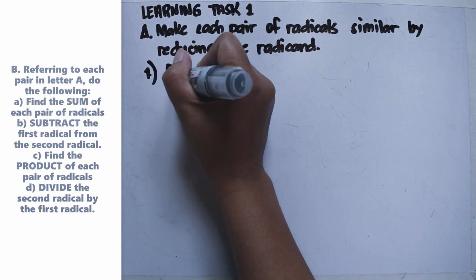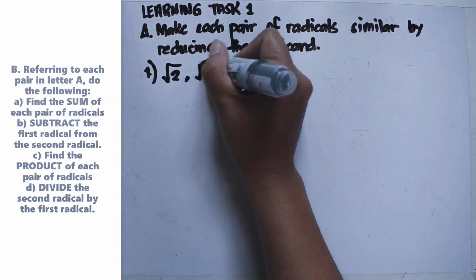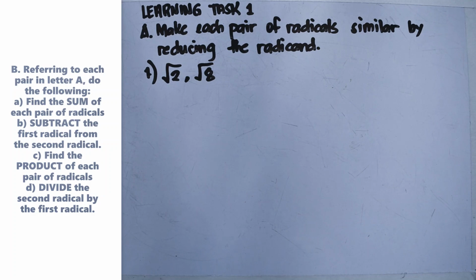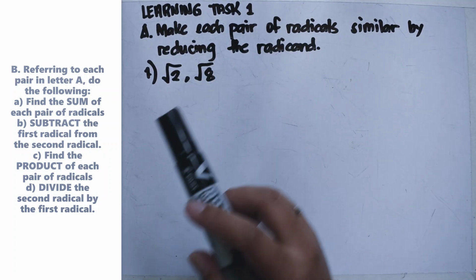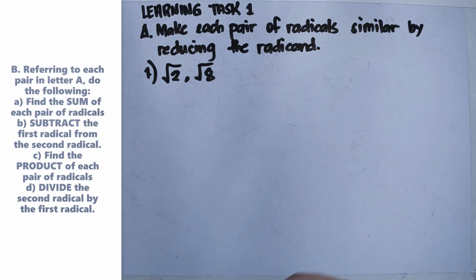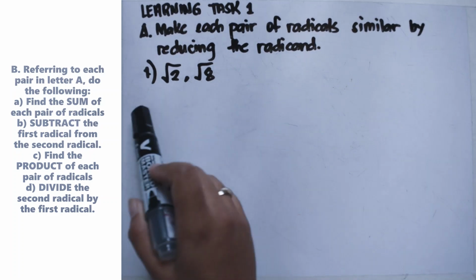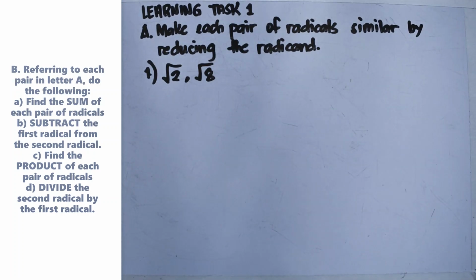So sa number 1, ang given po ay square root of 2 and square root of 8. Ibig sabihin, yung task nating una, gagawin nating similar by reducing the radicand. And yung sa letter B nga po, 4 yung ating isa-solve, siyempre using the given. Sabi sa A, find the sum. B, subtract the first radical from the second. C, find the product of each pair of radicals. And letter D, divide the second radical by the first radical. So gagawin po natin yung addition, subtraction, multiplication, and division since tayo po ay operations of radicals.